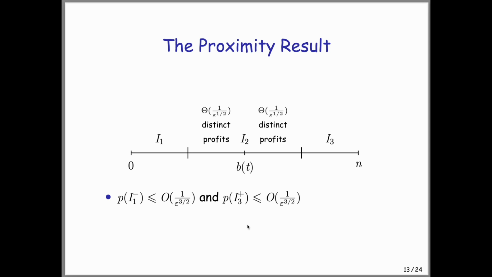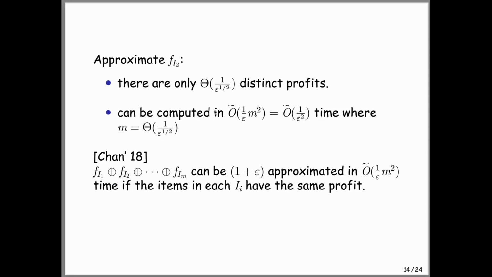Now we can use the proximity results and partition the items into I1, I2, and I3. Then we approximate the value function of each of them and compute the convolutions to find the value function of the entire set. To approximate I2, we use the theorem from Chen. If there are n functions that we want to compute the convolution of, and each of them is a value function where the items have the same profit, then we can approximate it with factor 1 plus epsilon in time n squared over epsilon. In I2, there are only the square root of 1/epsilon distinct profits. We can partition the items by their profits and merge them one by one.